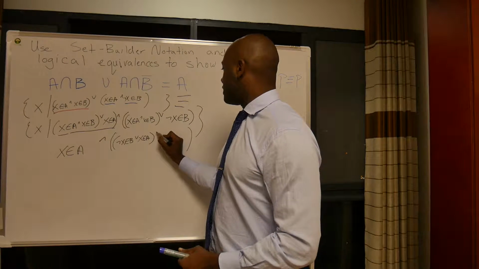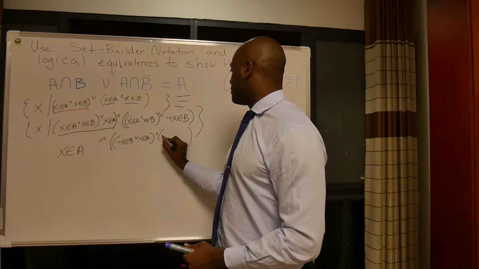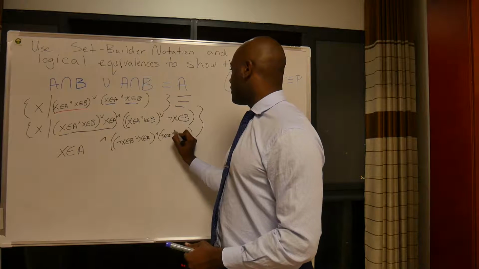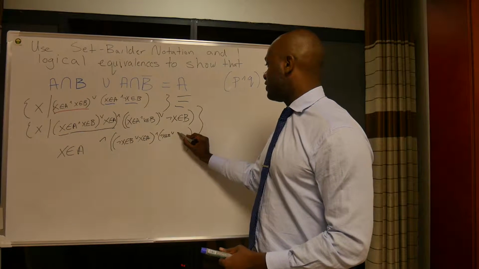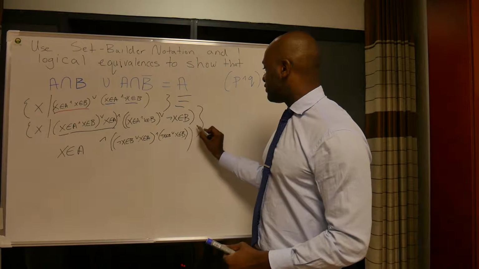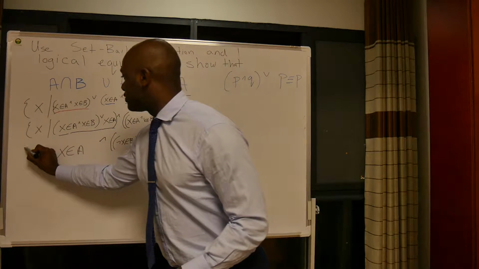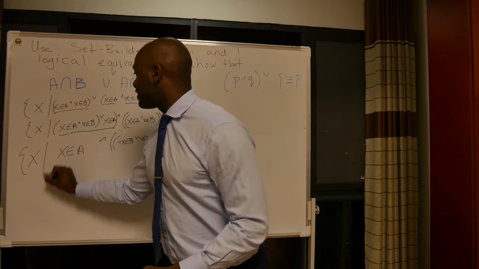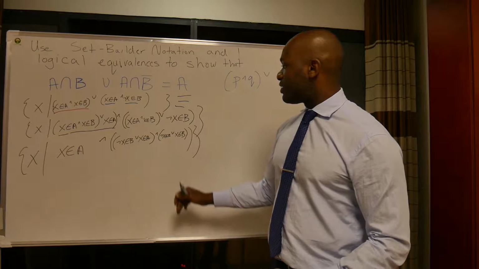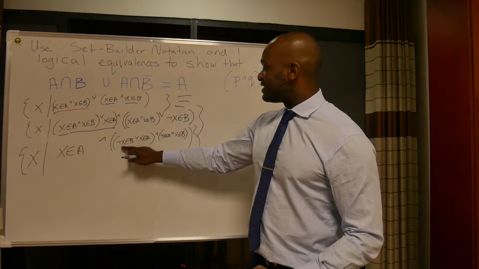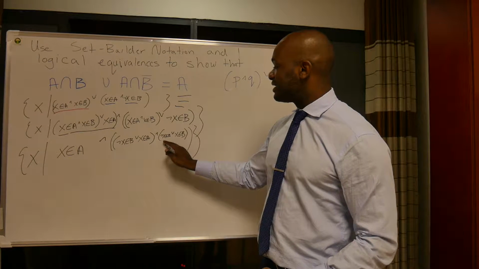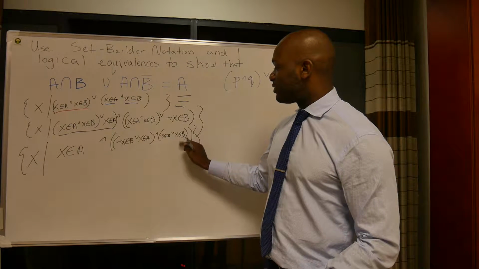And again, we're going to distribute the negation of x belongs to B, and now this time across this one, x belongs to B. So now we have, I'm going to draw our set symbol, the set of all x such that x belongs to A, and the compound proposition, it is not the case that x belongs to B or x belongs to A, and it is not the case that x belongs to B or x belongs to B.